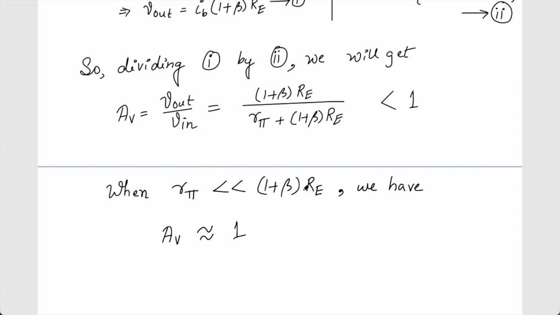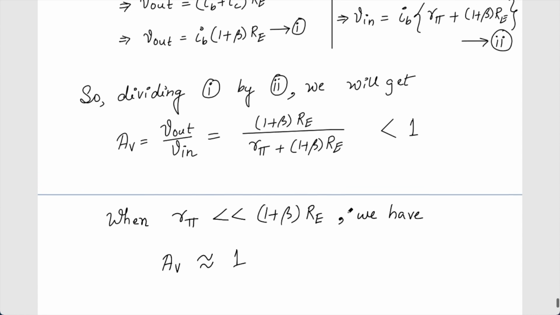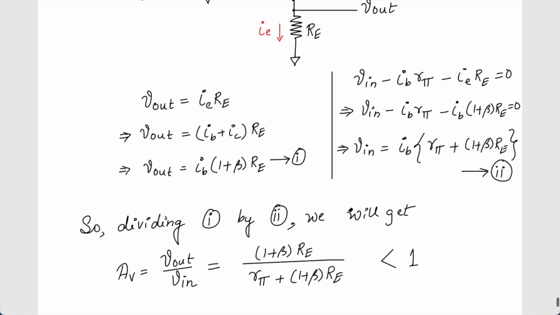Okay, so typically this beta into Re is much larger than R pi. So this is the condition that we will see. And in some cases, if it doesn't satisfy, like if the beta is small, then it may not be satisfied. But typically what is observed is that the beta of the BJTs is quite large. So we will always arrive at this condition. Okay. But now an important question will come, right?